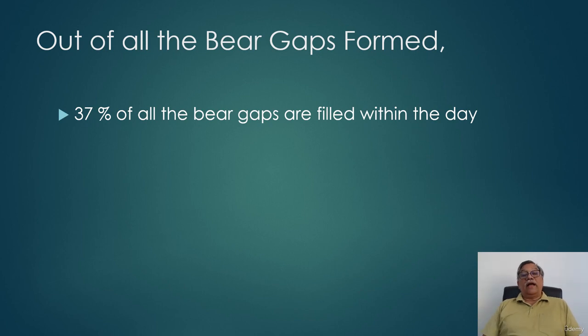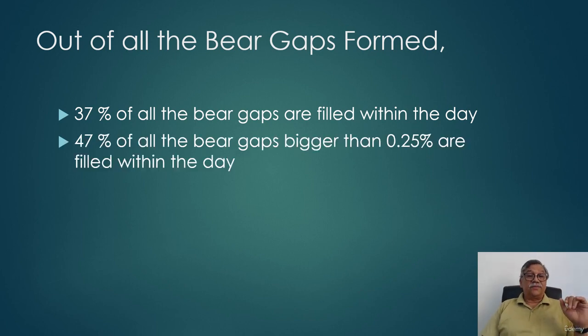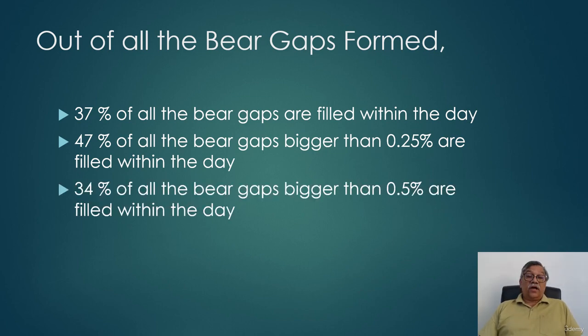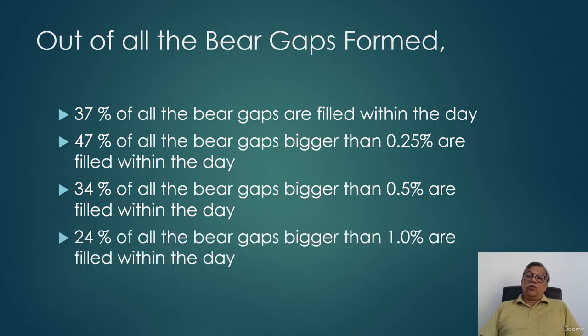Now let us talk of bear gaps. 37% of all the bear gaps are filled within the day. Bullish were filled almost 66%. Bearish barely half of that. 47% of bear gaps bigger than 0.25% are filled within the day. 34% of bear gaps bigger than 0.5% are filled within the day. Only 1/3. And only 24% of the bear gaps bigger than 1% are filled within the day. Other way around, they are not filled.